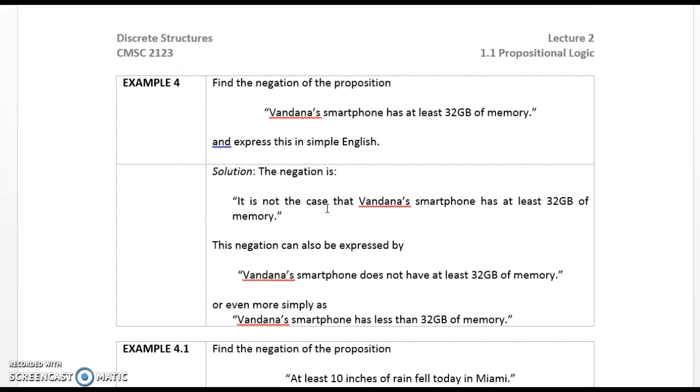Example 4. Find the negation of the proposition Vandana's smartphone has at least 32 gigabytes of memory and express this in simple English. Solution. The negation is, it is not the case that Vandana's smartphone has at least 32 gigabytes of memory. This negation can also be expressed by Vandana's smartphone does not have at least 32 gigabytes of memory, or even more simply as Vandana's smartphone has less than 32 gigabytes of memory.